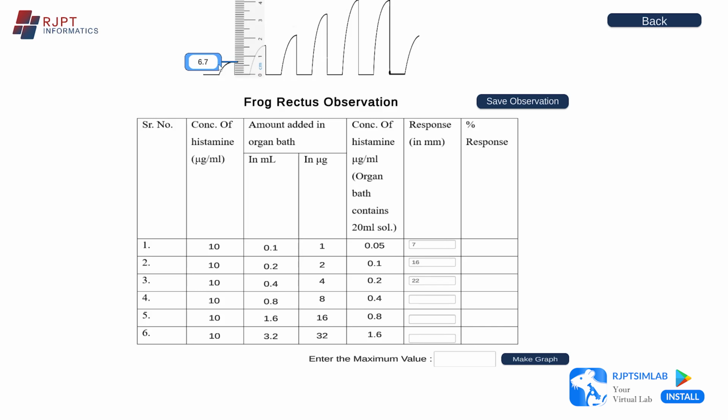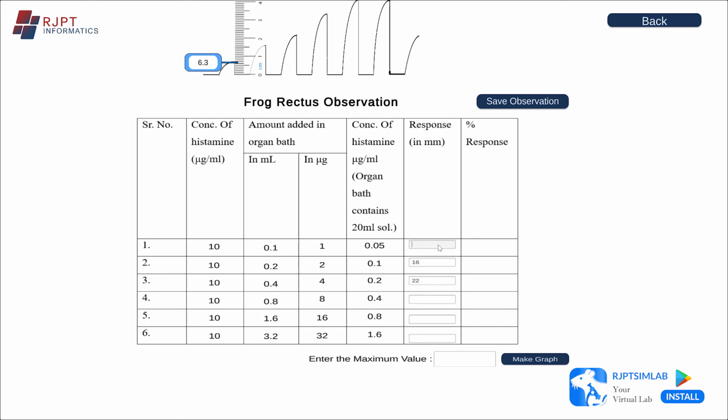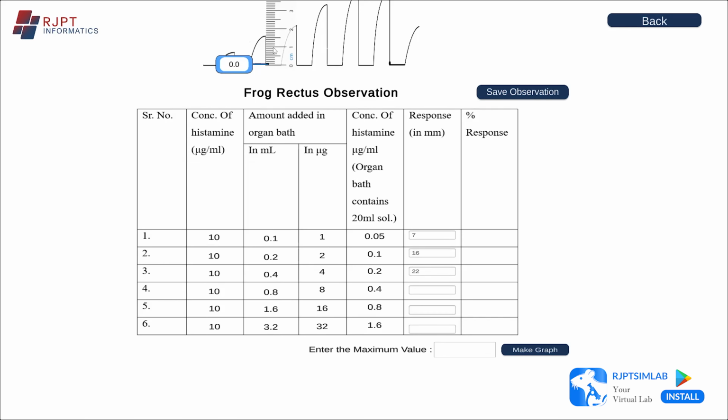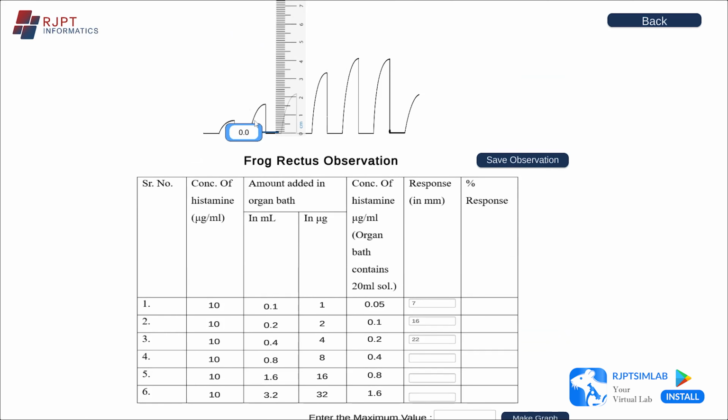So after measuring it, as we can see, we can move the scale and record and measure the height of the curve, and then we can manually enter the value here, the response. Then again, we can measure the height of the second graph. As we can see, the scale moves. And with the help of this, we can measure the height at 16. So we can add here 16. And then again, the same, we can measure it.